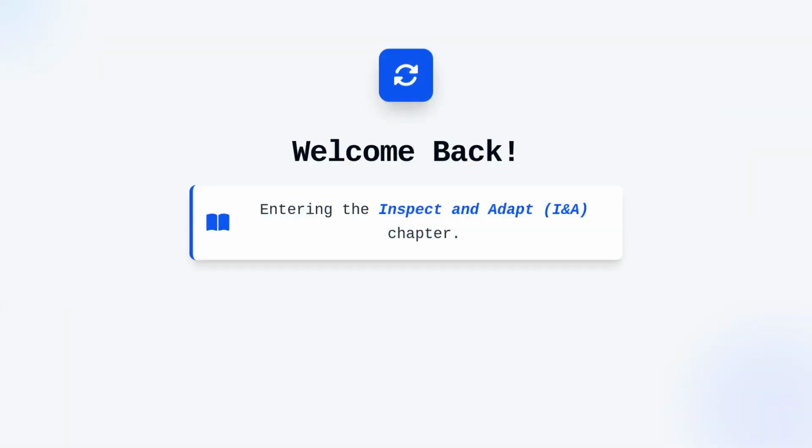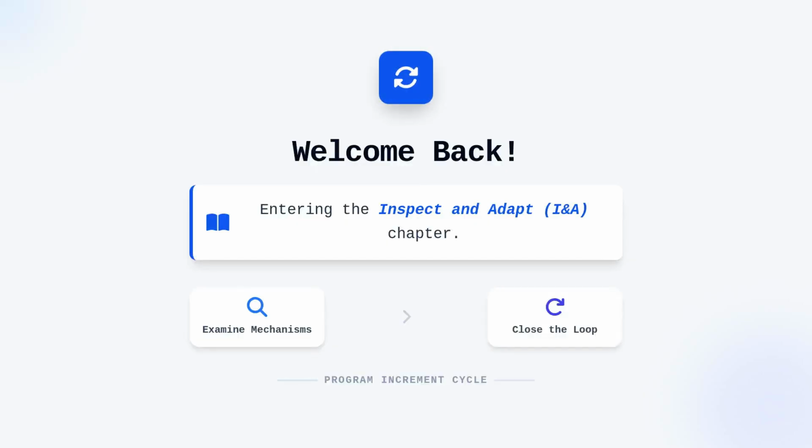Welcome back. We are now entering the Inspect and Adapt chapter, where we will examine the critical mechanisms that close the loop on our program increment cycle.